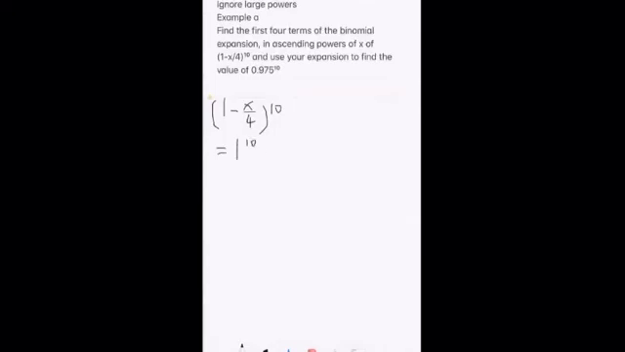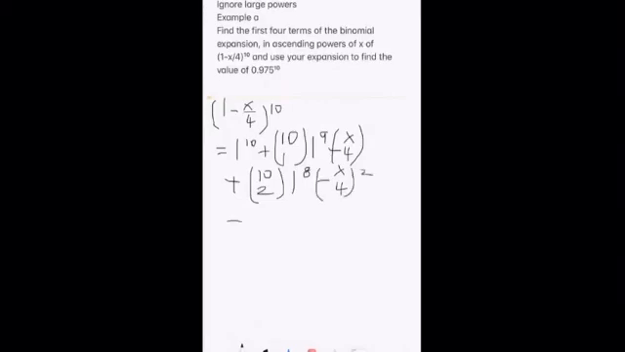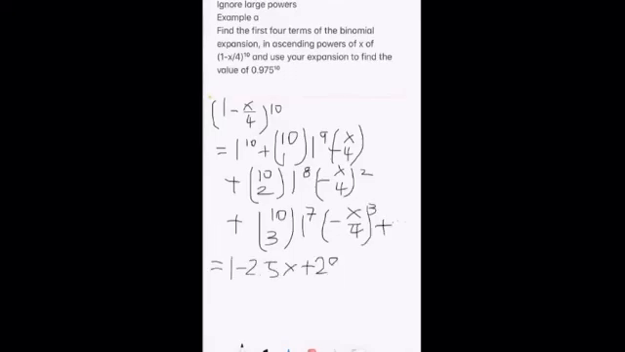expansion in ascending powers of x and use the expansion to find the value of 0.975 to the power of 10. So what we will do first is to use the binomial expansion and find the first 4 terms. And after we simplified it, we get that it equals 1 minus 2.5x plus 2.8125x squared minus 1.875x cubed.